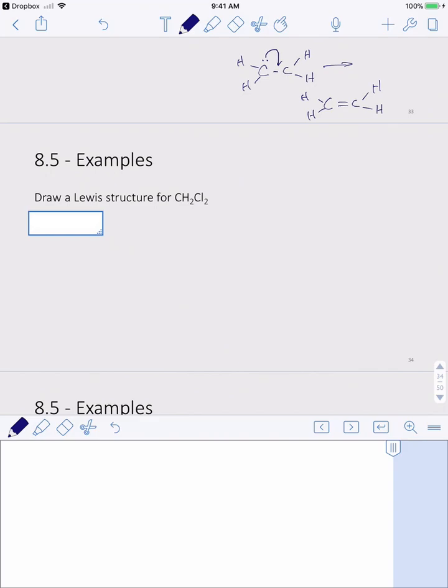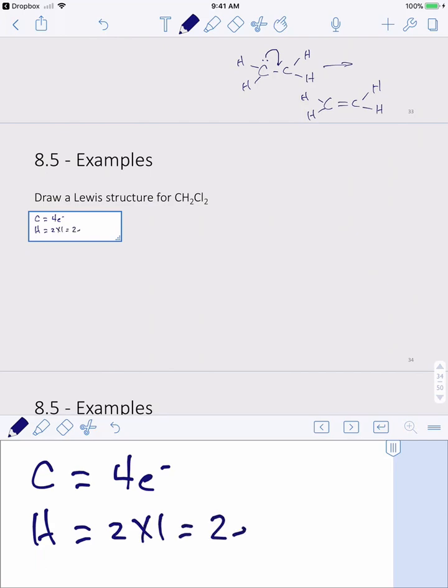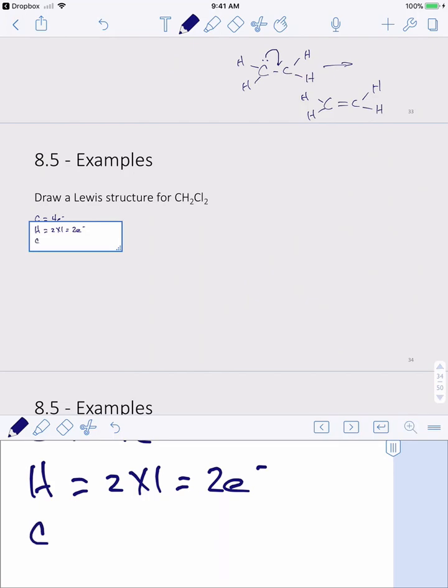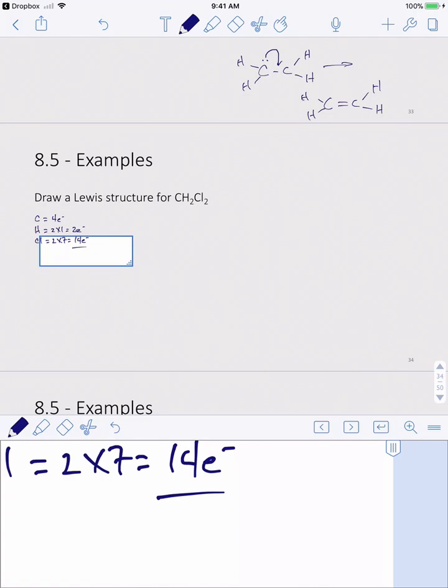So first step, we want to count up the valence electrons. So for carbon, we have 4 electrons. And for hydrogen, we have 2 times 1, so 2 electrons. And for chlorine, we have 2 chlorines times 7, so that's 14 electrons. So we add that up and we get a total of 20 electrons. We have 20 electrons to work with in our structure.